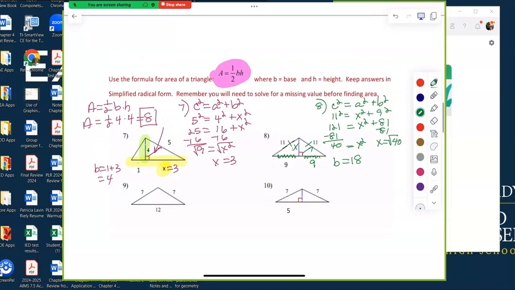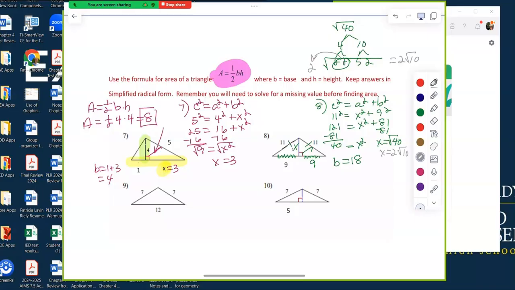So up here, I'm going to do radical 40. I'm going to break that down into 4 times 10, which is 2 times 2 times 5 times 2. Put that under the radical, circle your pair. That comes out as a 2. The 5 and 2 get multiplied, and I have an answer of 2 radical 10. So this X is 2 radical 10.